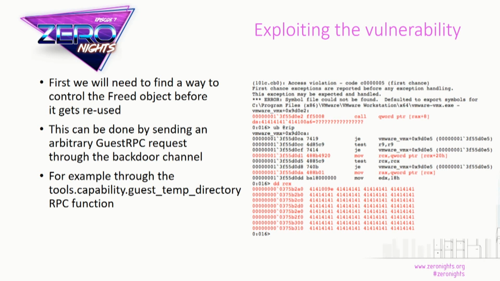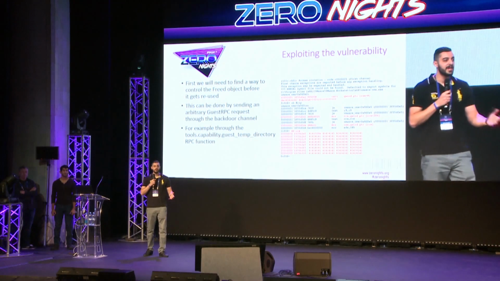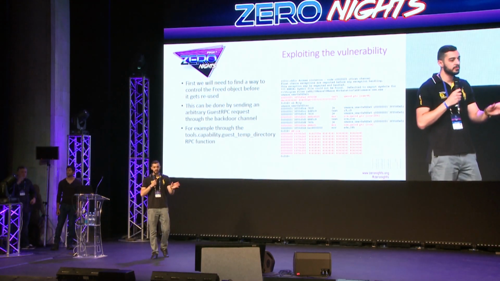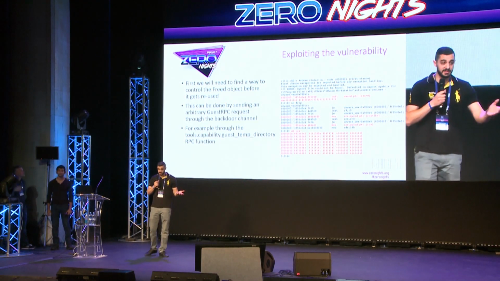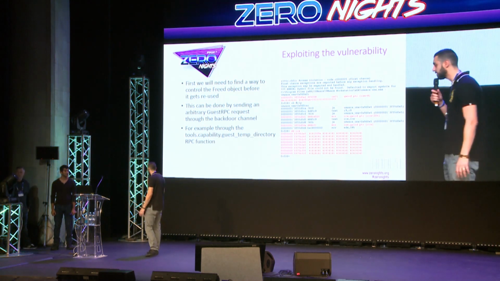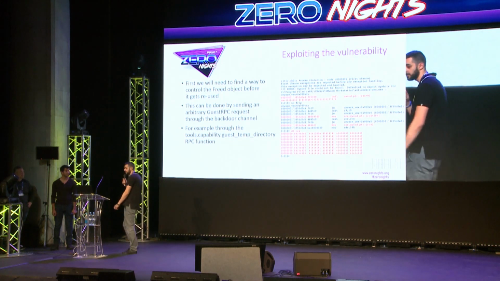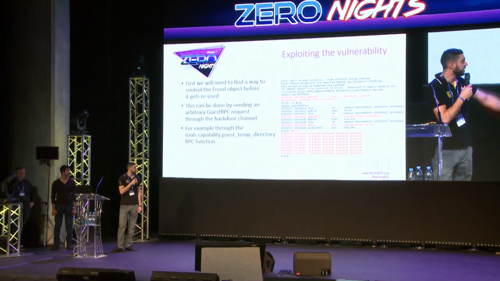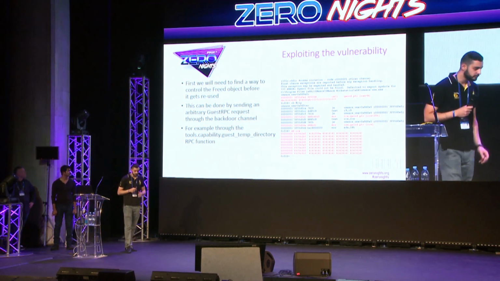So one of these RPC functions was the guest temp directory, which takes a string as an argument. All I had to do was send that function with an arbitrary argument, like a bunch of A's, since it's a string argument, and then with that specific size, V8, and then it was a win. So basically, I was able to override that object with 414141.